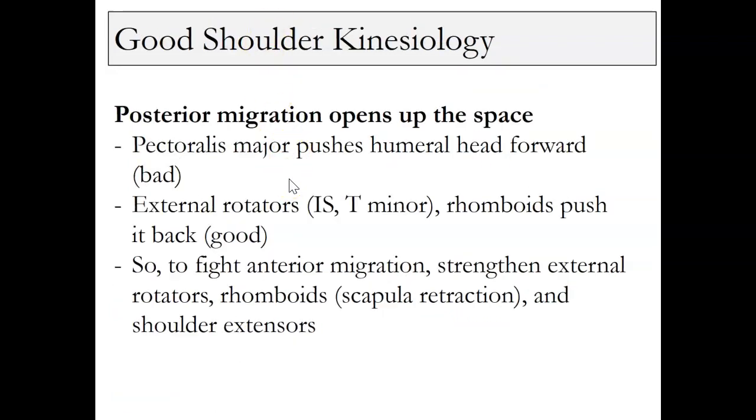Posterior migration, just pushing it back. The pec major and minor push it forward. The external rotators, when I say the external rotators, I mean infraspinatus, teres minor, and the rhomboids, push it back. They're the good guys. We want to strengthen those suckers. They are the key to a healthy shoulder. So to fight anterior migration, strengthen external rotators and the rhomboids and the shoulder extensors again.